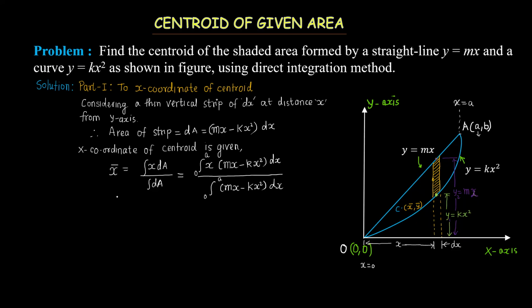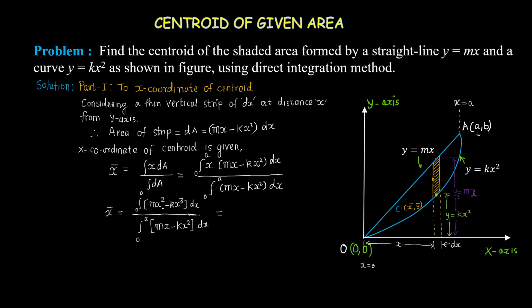Let's see, can we integrate this, or is it difficult to integrate? No, it's very simple to integrate. Just follow a simple procedure. Before going for the integration, let me simplify the numerator part. So x can be multiplied into the terms inside the bracket. So x into mx is going to be mx square, integration 0 to a mx square. Now this x will also be multiplied here, so k times x cube dx. Again, the denominator 0 to a, I'll keep it as it is, friends. So that is mx minus kx square times dx.